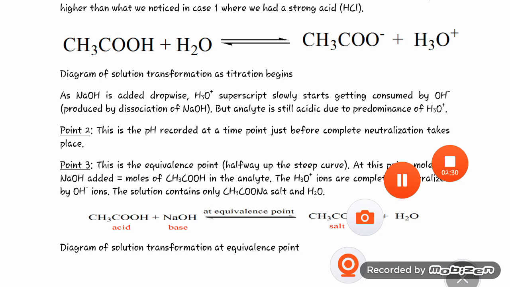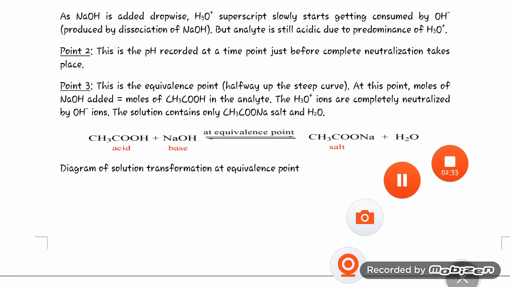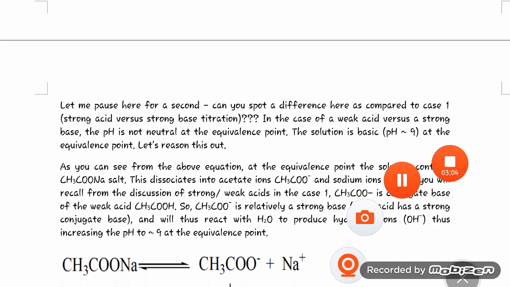Third, this is the equivalence point. At this point, the moles of NaOH added equal the moles of CH3COOH in the analyte. The H3O plus ions are completely neutralized by OH minus ions. The solution contains only CH3COO minus as a salt and H2O. Next, CH3COOH plus NaOH means acid is added to the base at the equivalence point. It forms a salt, CH3COONa, and H2O. So you can see here the reaction.